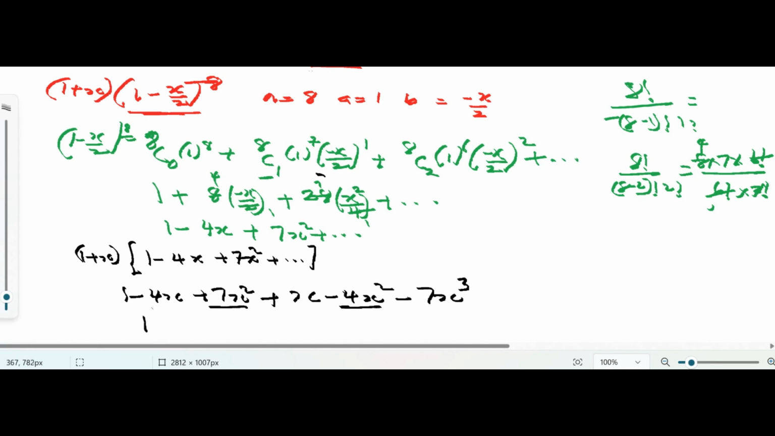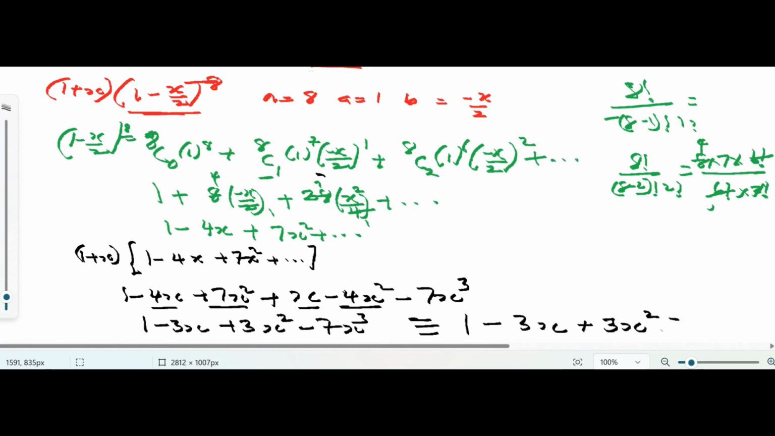I have 1, this 4 and this will give me minus 3x. 7x squared minus this will give me plus 3x squared, and I have minus 7x cubed. Okay, the question asked me to do the first 3 terms. So finally, the first 3 terms that I'm looking for will be 1 minus 3x plus 3x squared. So that is the answer for that.